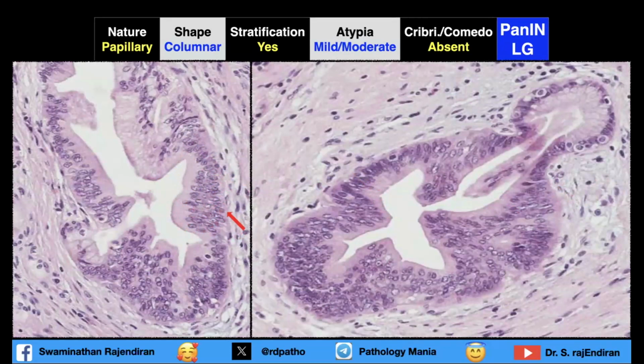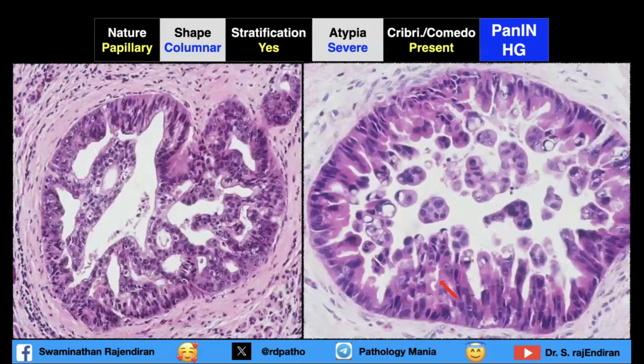Look at here, all the nuclei are traveling in one direction. Look at here, all the nuclei are traveling in one direction. There is no cribriforming or comedonecrosis. Here you can see nice low grade. Probably this may be going into high grade, but it is still low grade because of maintenance of the polarity, and the nuclei are in the middle one third.